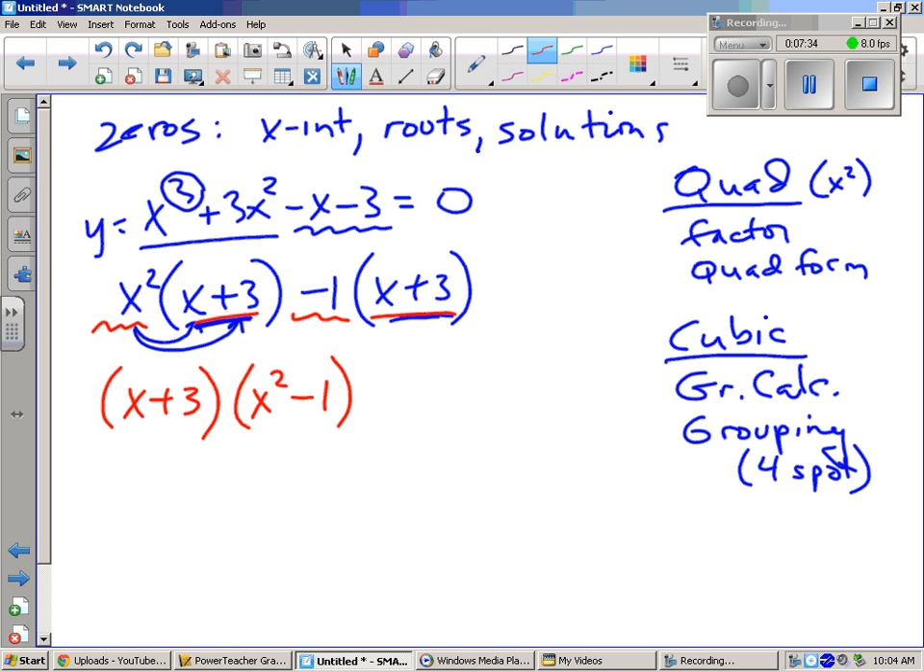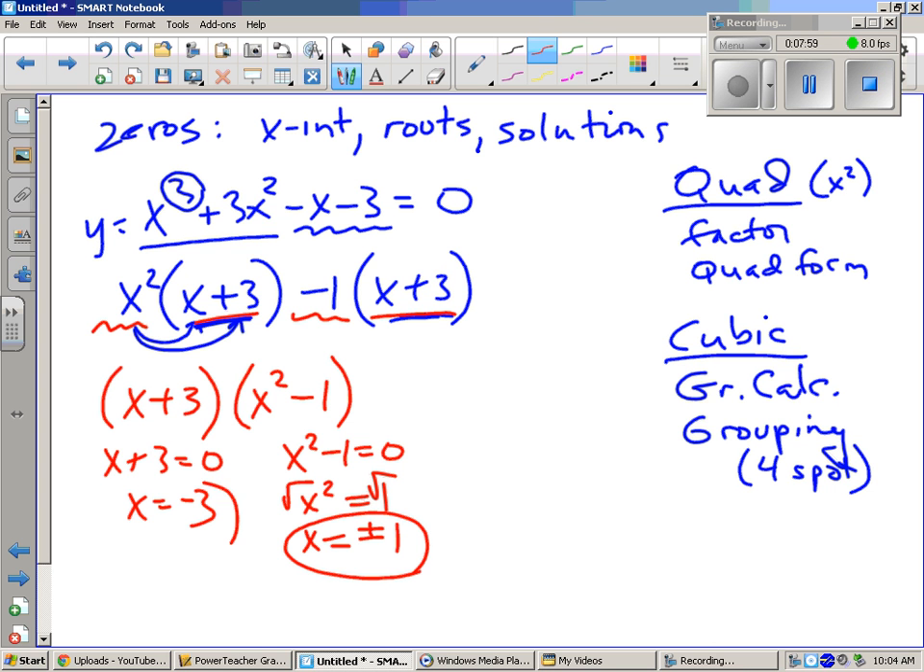Now at this point, we're supposed to set equal to 0. So this one, x plus 3 equals 0, I'm going to get x equals -3. This one, there's two ways to do it. The first way, we're going to just set equal to 0, and I get x squared equals 1. When I square root both sides, I get x equals plus or minus 1. So there are my three answers. There's 2 here and 1 there. I need 3 total. And I said there's two ways to do this one.